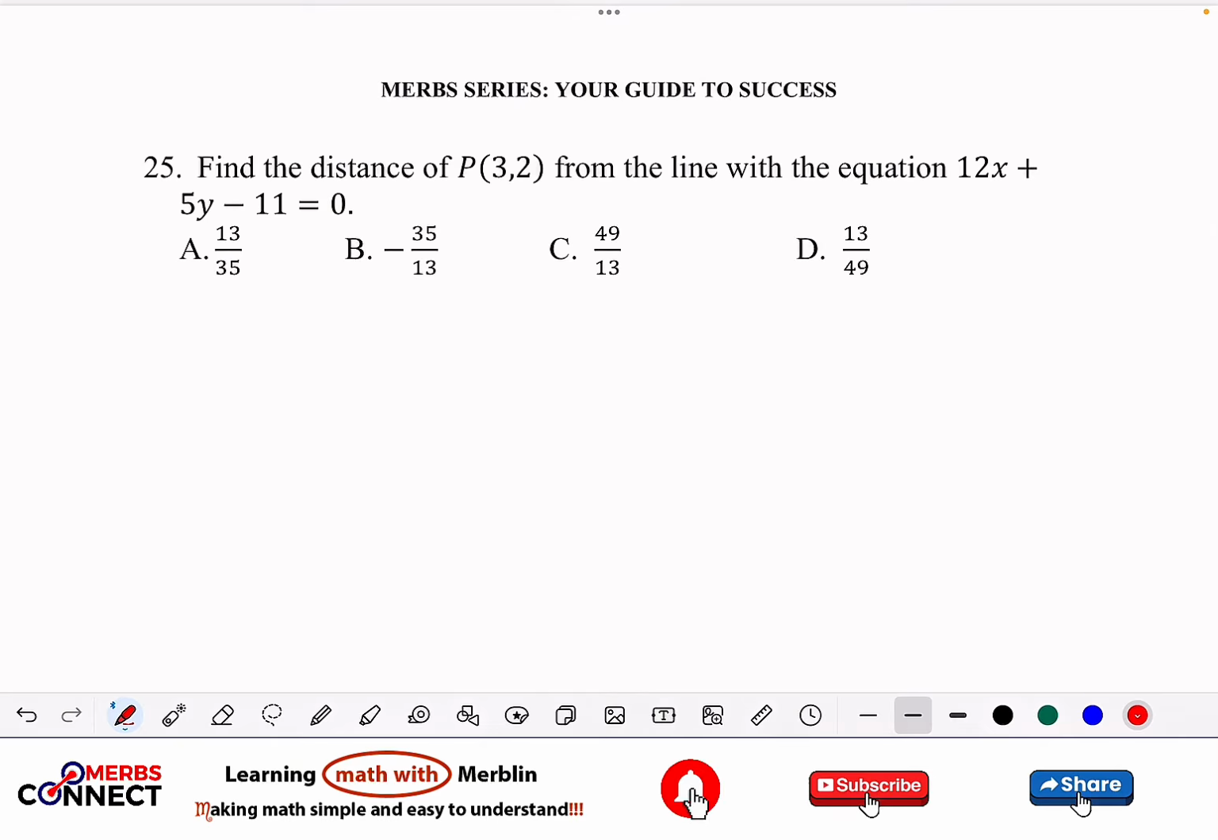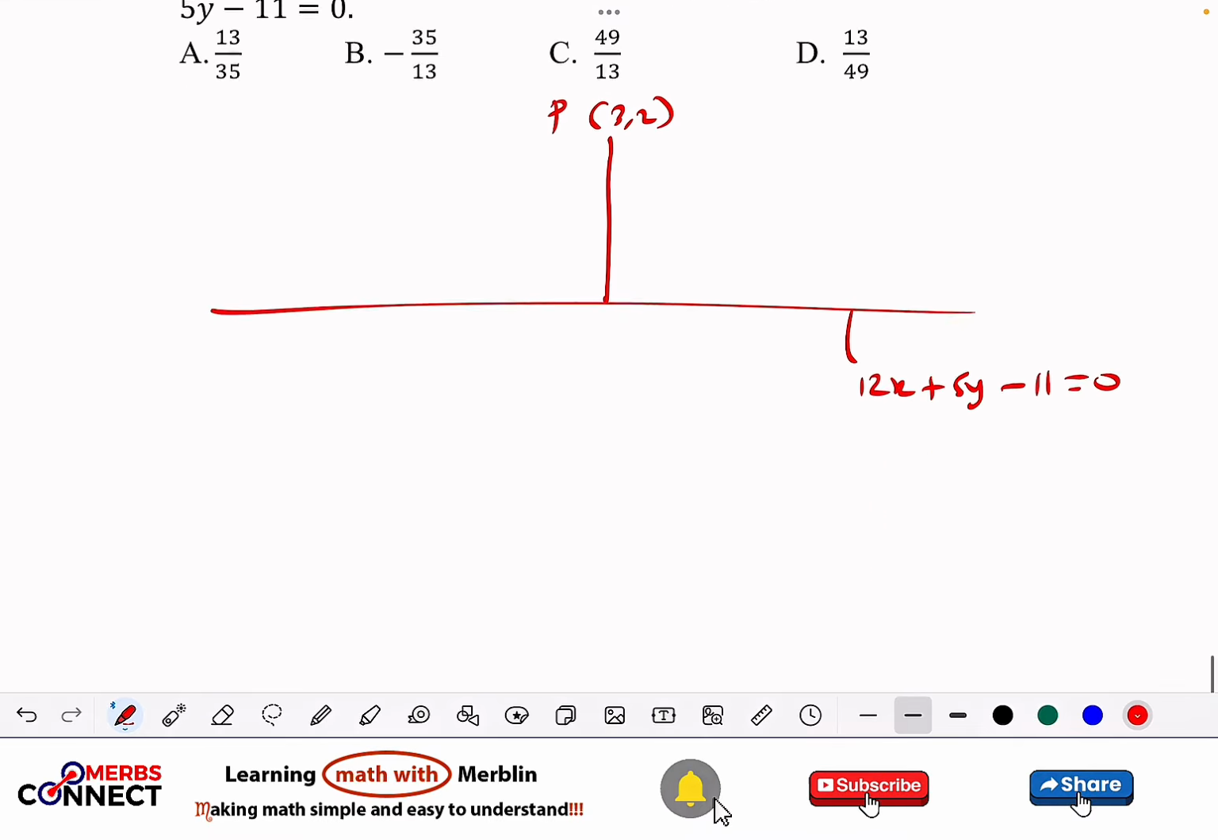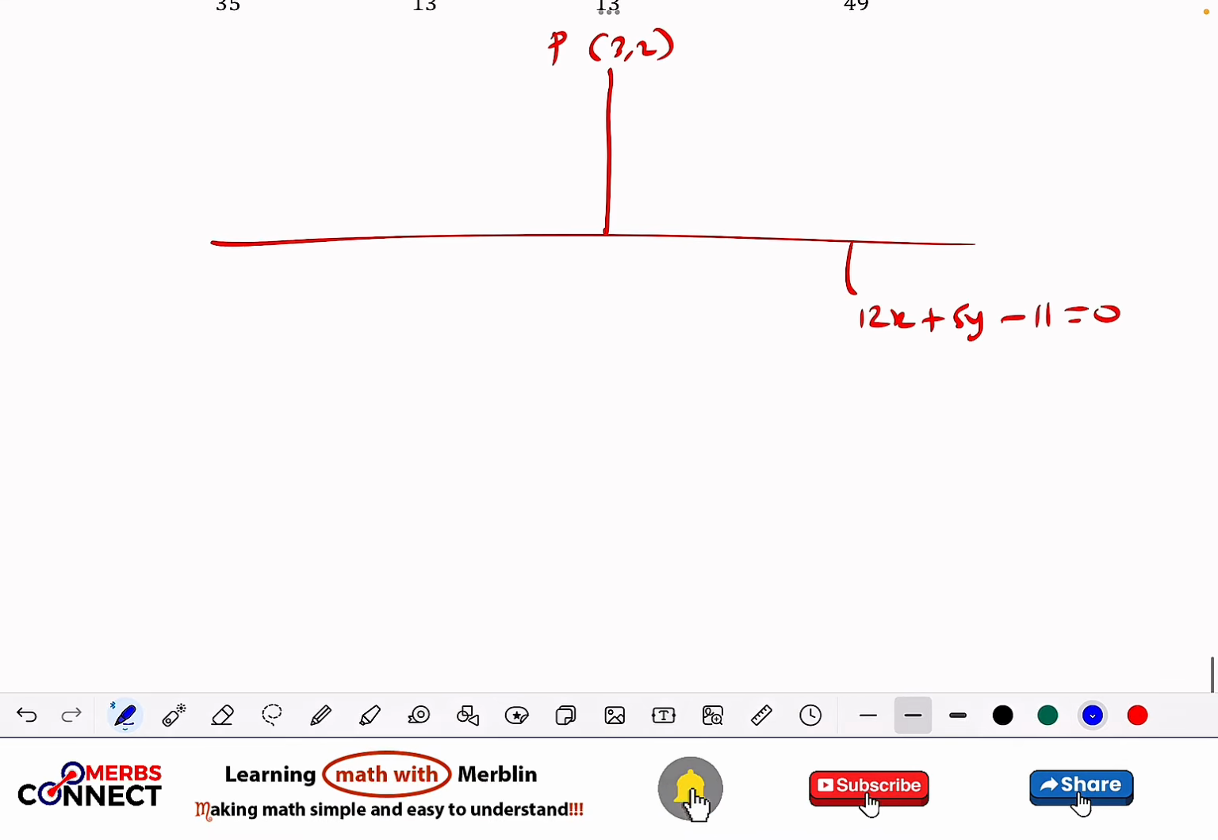Find the distance of P, which is (3, 2), from the line. So I love this one. From a line. So we want to find the distance. So from the line, (3, 2), this is P. And then the line is 12x plus 5y minus 11 is equal to 0. So this is perpendicular distance, right? This here becomes a perpendicular distance.